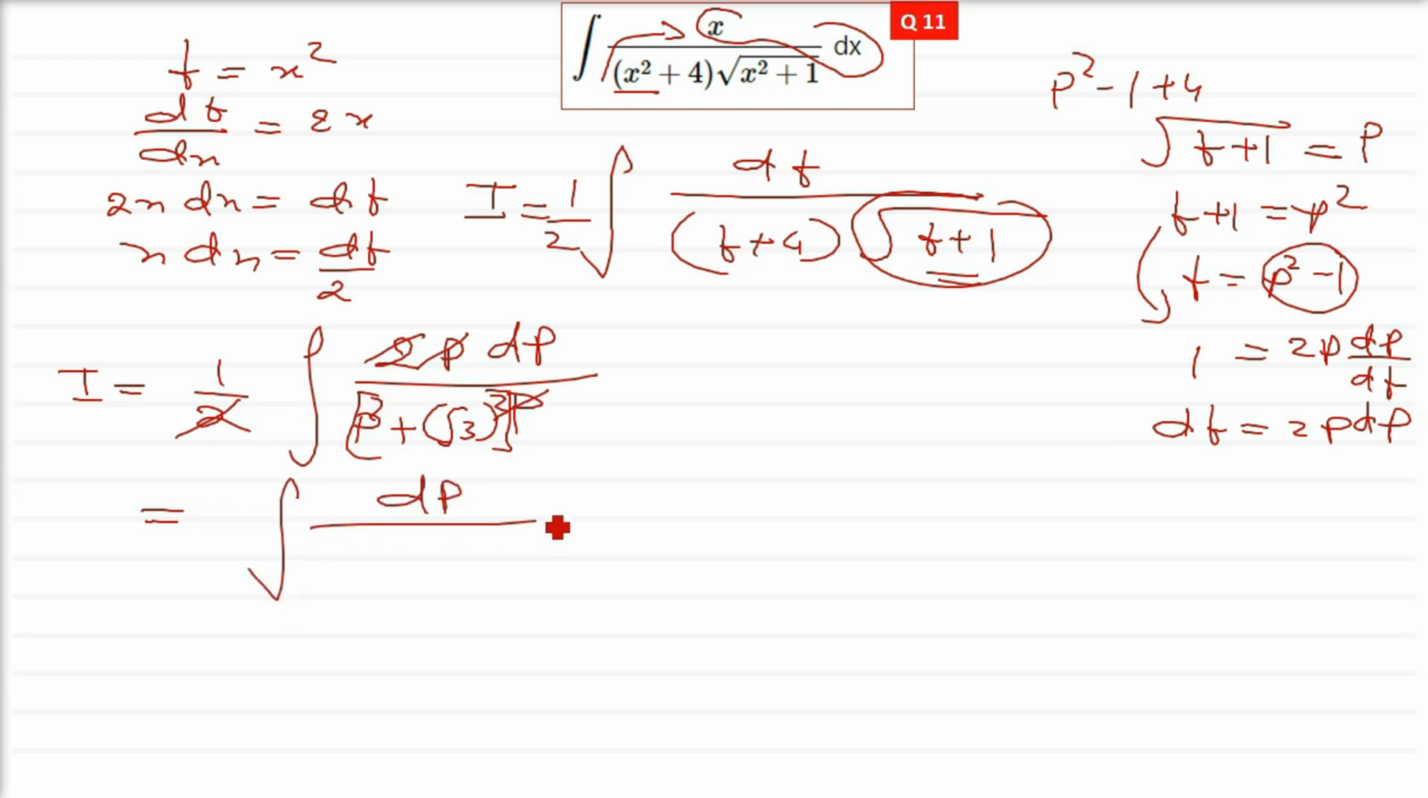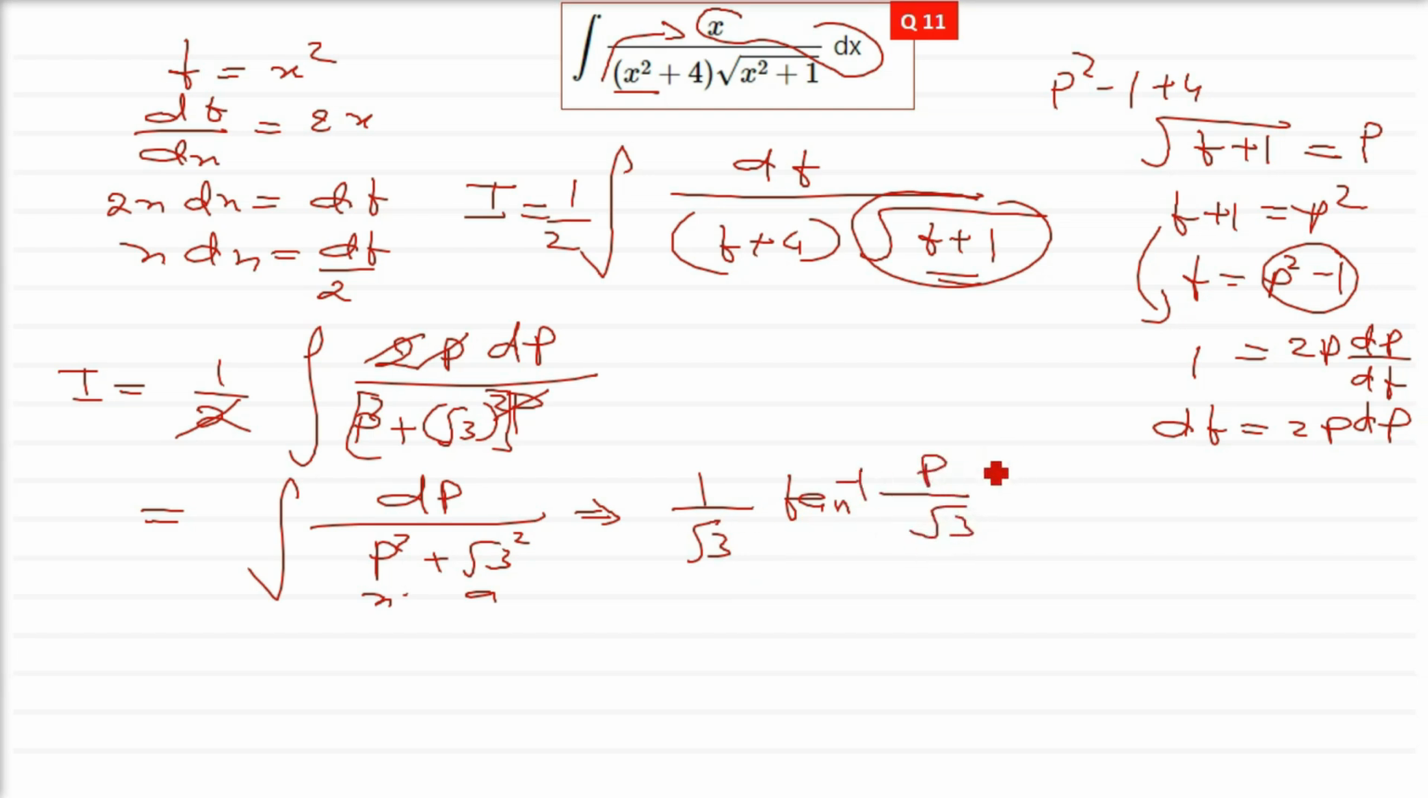So dp divided by p square plus root 3 whole square, and 1 by a tan inverse x by a is the direct result which we have seen earlier also. a will be taken as root 3 and x as p. So 1 by a, 1 by root 3, tan inverse x by a, that is p by root 3.